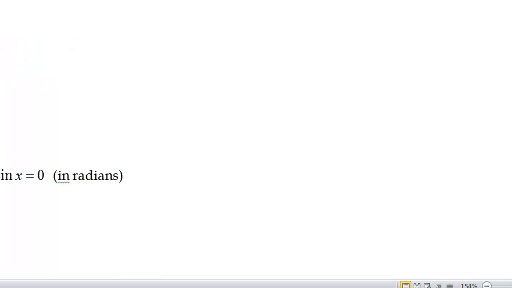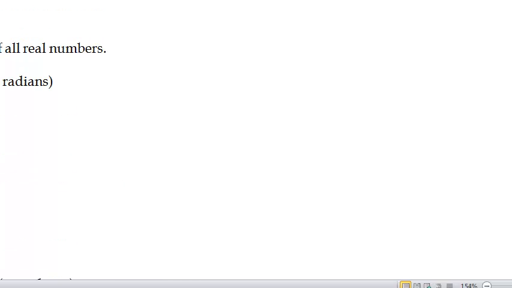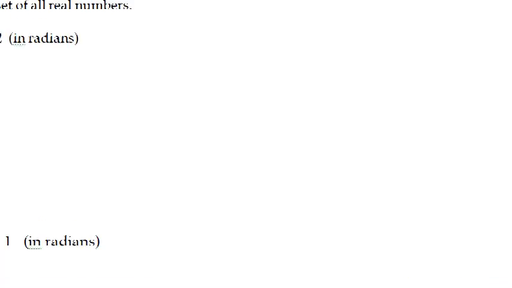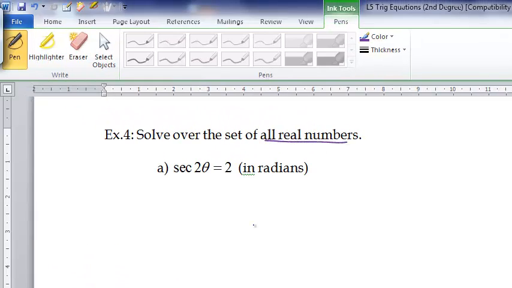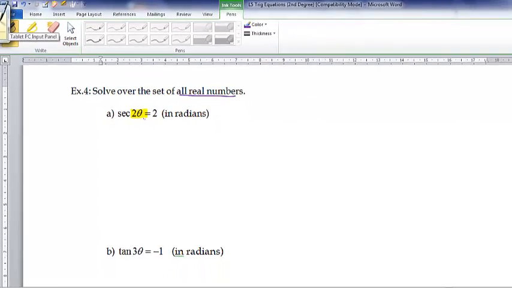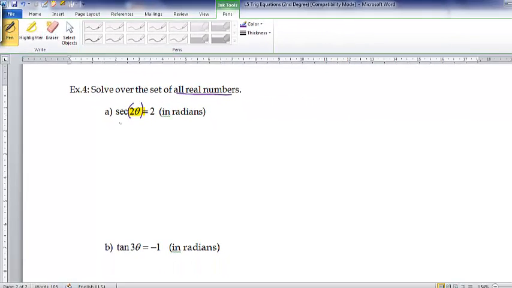We've got a couple more examples here. So for example, for A, we've got secant of 2 theta equals 2. We're going to do it for all real numbers, the general solution, and we're going to give the answer in radians. Now for this question, we've got something we haven't seen before. We've got a number inside with the variable. You can't divide by 0. You can simplify an angle, for example. Okay.